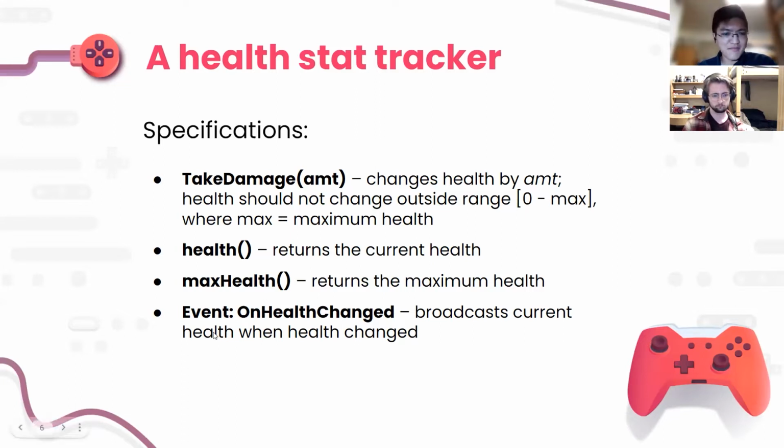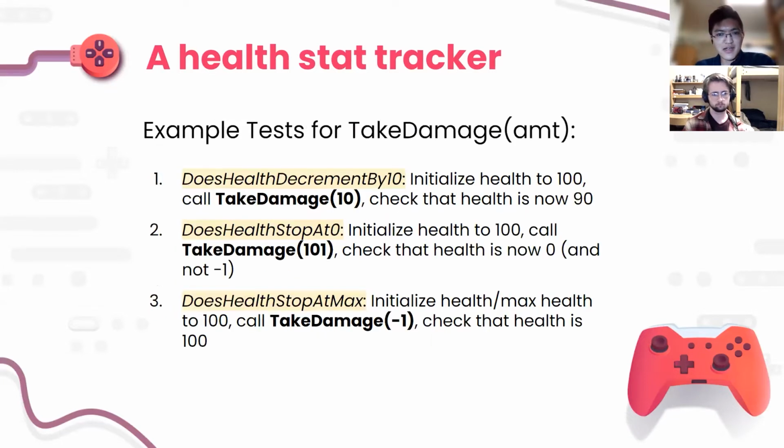And then once again, to account for the events and sort of notifying other systems, you have this event called onHealthChanged, which is basically an event that's going to get broadcast whenever the health value is changed by anything. And so once again, this is all high level. This isn't actually what the code looks like, but this is just to give you an idea of what we're going to be doing in just a bit.